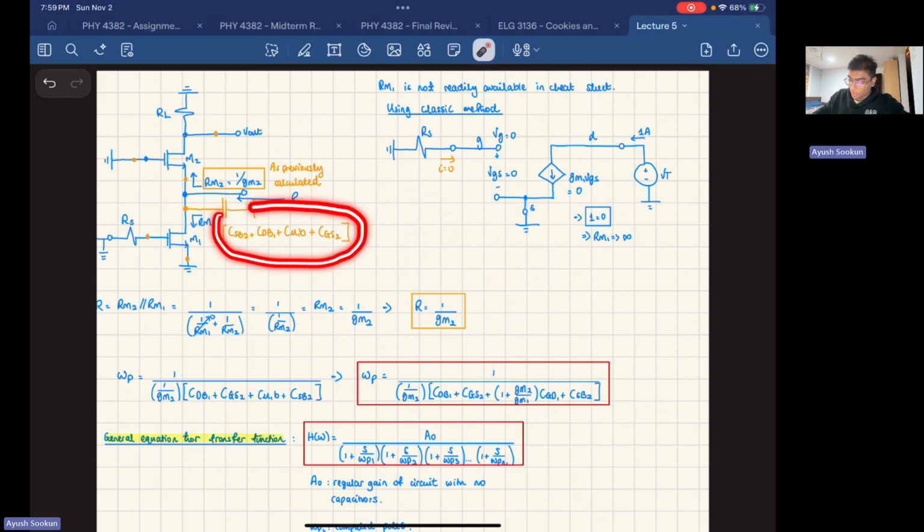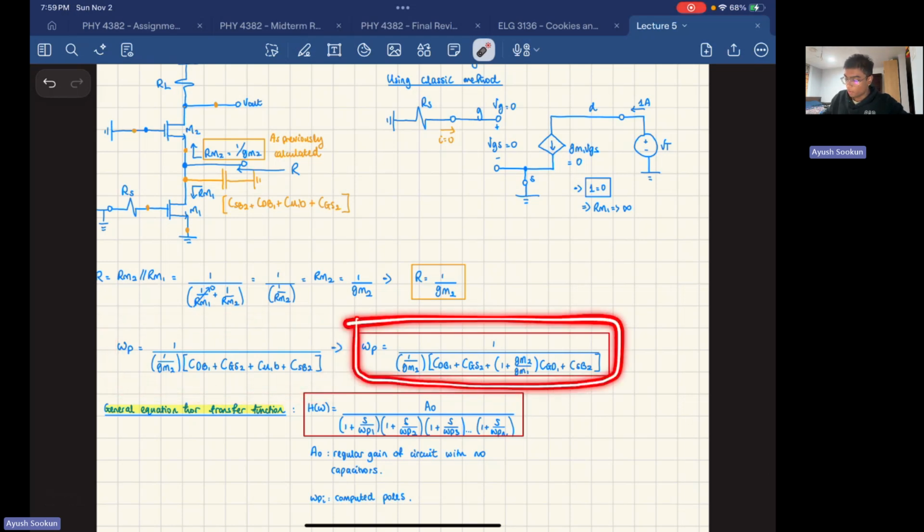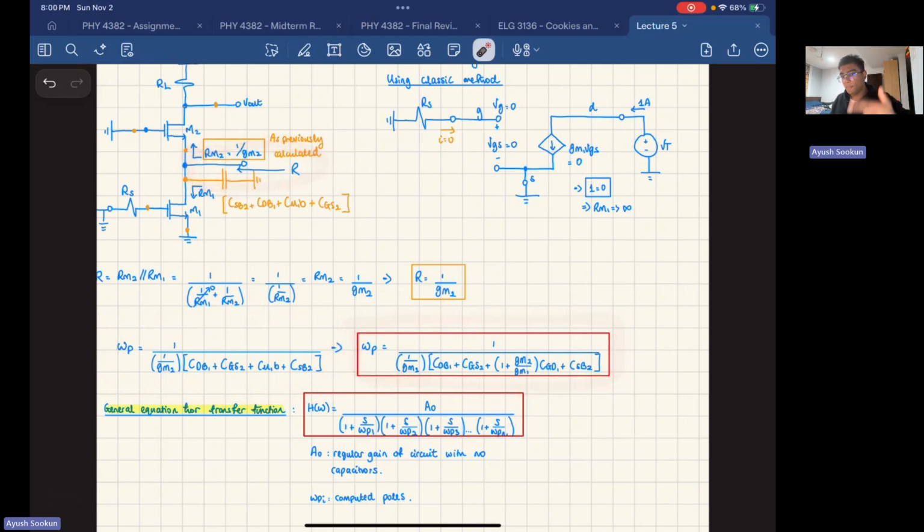So this capacitor, what is it parallel to? It's parallel to 1 over GM2. And what is 1 over GM2? 1 over GM2 is the parallel combination of the equivalent impedances of M2 and M1. So omega P is going to be equal to this equation. So this is omega P for the pole by the middle capacitance. So we have an input pole, we have an output pole, and we have this pole.